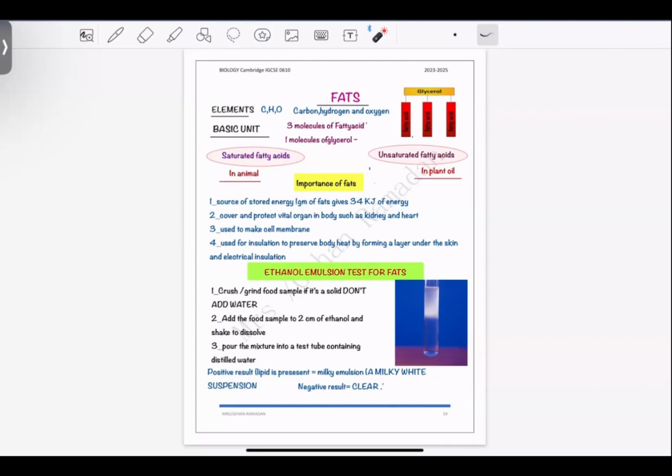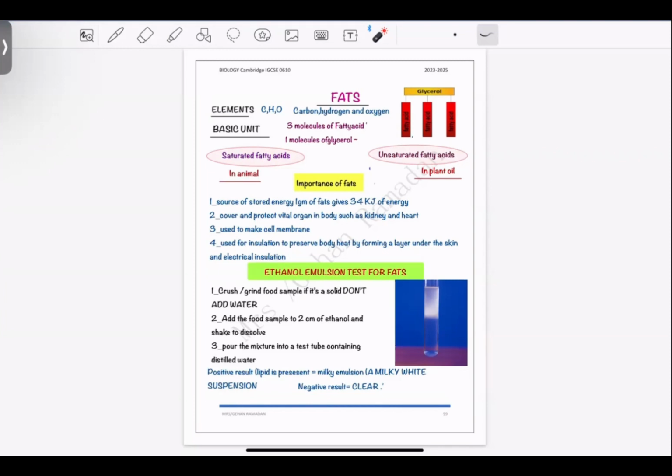And it's better for the other tests that we prepare the sample as a solution. But if the sample was a solution at the beginning, we're going to make the test directly. But what happens if the sample is solid? We have to first crush or grind it. We're going to add water and shake it. Then we add the sample.